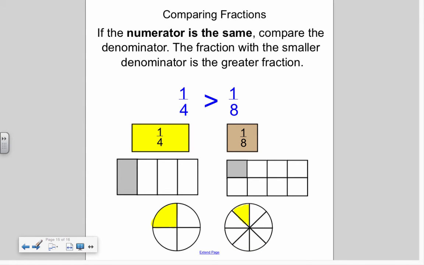If the numerator is the same, compare the denominator. The fraction with the smaller denominator is the greater fraction. In all of these cases, the smaller the denominator, the bigger the piece. So you want the fraction that's larger that has the smaller denominator.